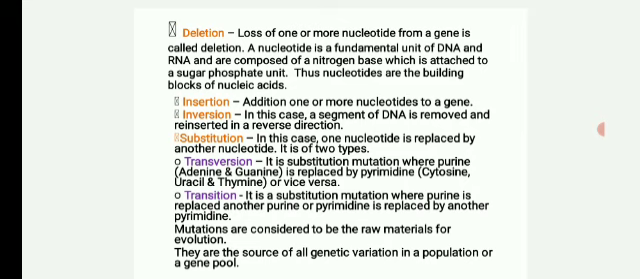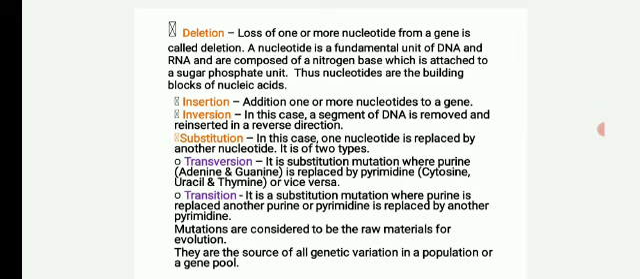First, deletion. Loss of one or more nucleotides from a gene is called deletion. A nucleotide is a fundamental unit of DNA and RNA and is composed of a nitrogen base which is attached to a sugar phosphate unit. Thus, nucleotides are the building blocks of nucleic acids. Next, insertion. Addition of one or more nucleotides to a gene.